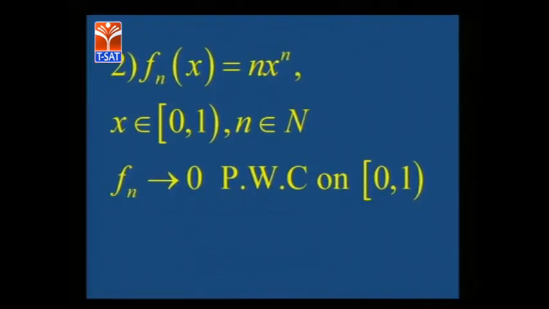In the second example, fn(x) is equal to n x to the power of n, x belongs to [0,1) and n belongs to N. Already we have discussed pointwise convergence in this example. Here fn converges to 0 pointwise on the interval [0,1). Now, is it uniformly convergent or not? We have to check now.